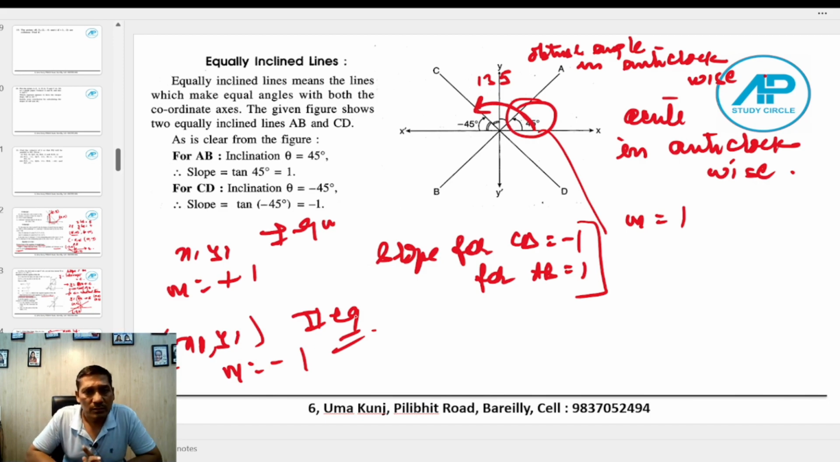तो जब कभी भी क्वेश्चन में इक्वली इंक्लाइंड लाइन की बात आती है तो क्या ध्यान रखना है बच्चों, कि एक का स्लोप +1 है और एक का स्लोप -1 है और कॉमन पासिंग पॉइंट है. एक पासिंग पॉइंट मिल गया, एक स्लोप मिल गया. इक्वेशन इज y - y1 इक्वल टू m(x - x1). I hope it is clear to you here.